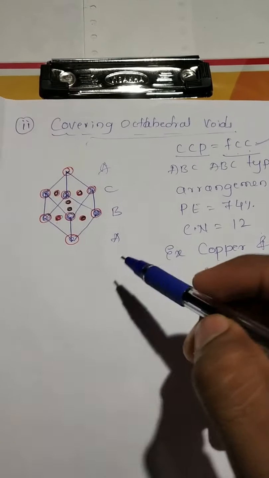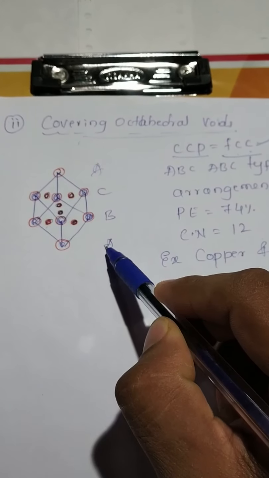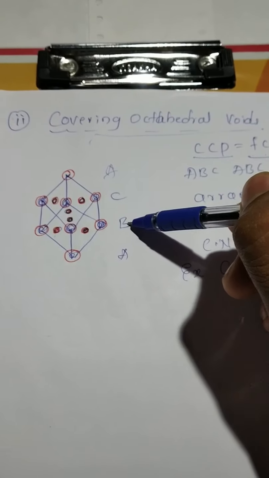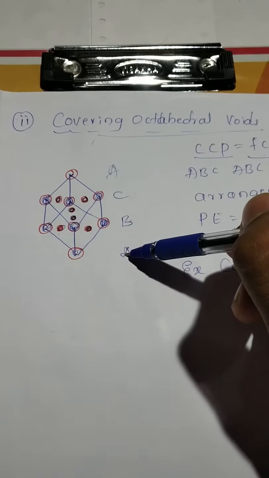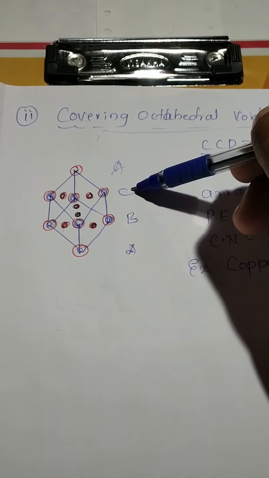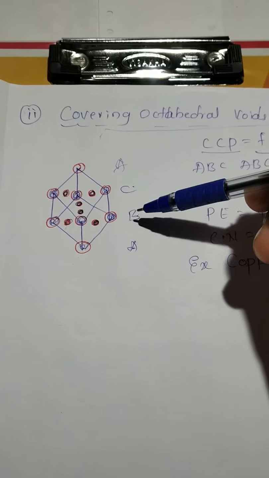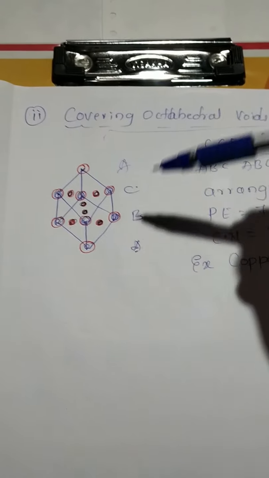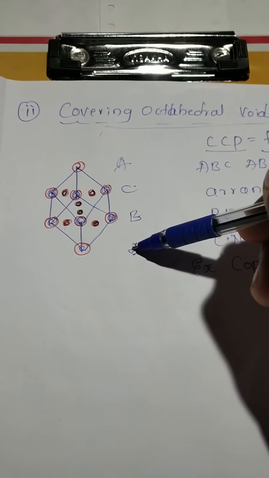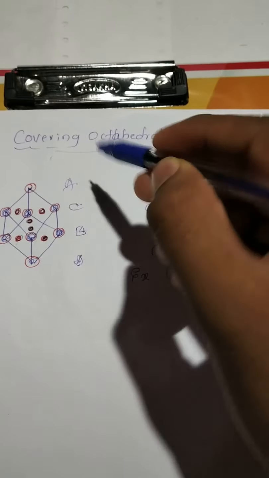Here, if we call the first layer A type and the second one B type, because the second layer is not aligned with the first one, similarly the third layer is also not aligned with the second layer as well as the first layer, whereas the fourth layer is exactly aligned with the first one. Hence this type of arrangement is called ABC type arrangement.